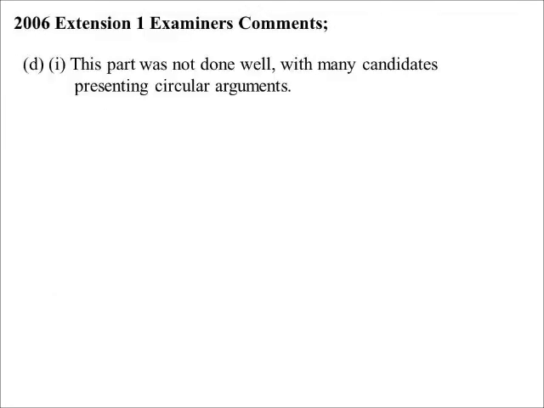Just a couple of comments there to let you know what happened that particular year. The comment from the examiners was, this part was not done well. Many candidates presented circular arguments. So that's usually when you end up with things like 0 equals 0, or you multiply by something and then you divide it again and you're back to where you start from, and that sort of thing. So I guess it was a matter of looking at it and picking up the relationships. What's the same and so on. But a lot of people struggled that year doing that.